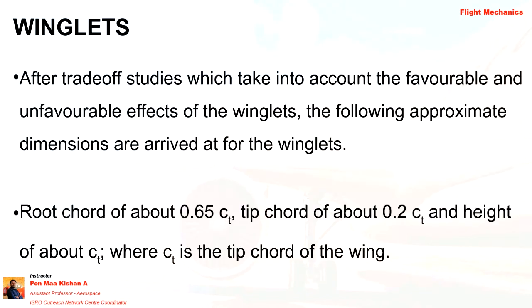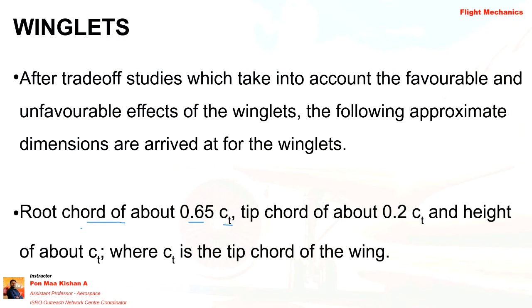So let's get into the particular lecture topic. How the drag polar is going to be useful in order to calculate the performance, when the aircraft is having a winglet. How the performance is varying and how we are going to calculate it with the drag polar. Before entering into that, these points have been noted: the root chord of the winglet should be above 0.65 of the tip chord of the wing.